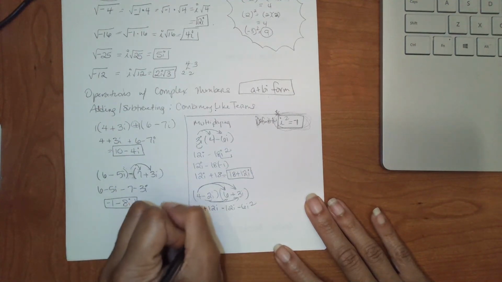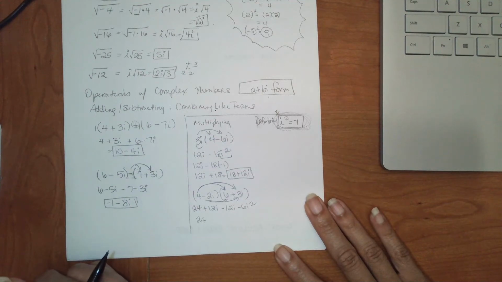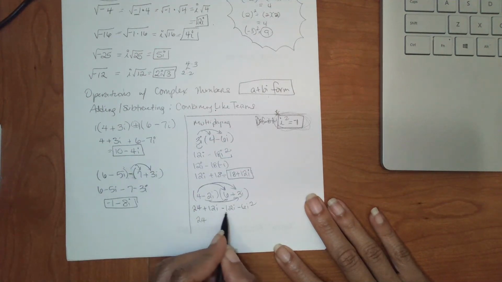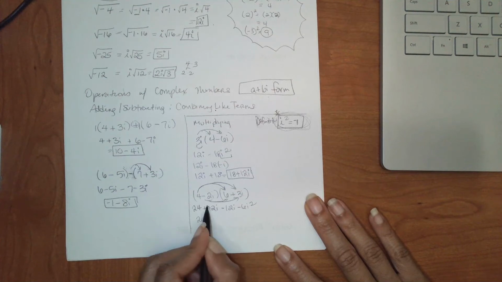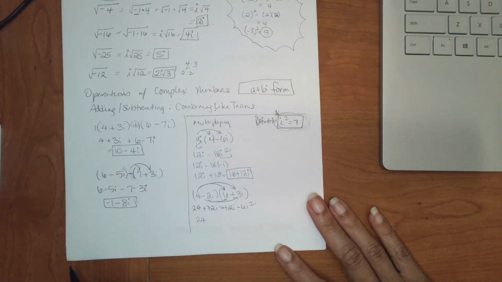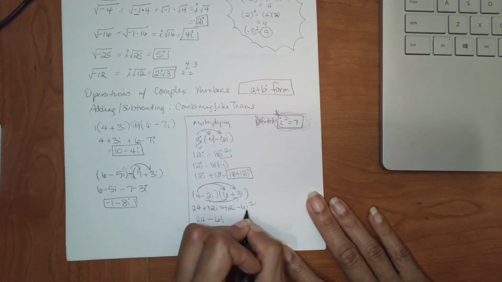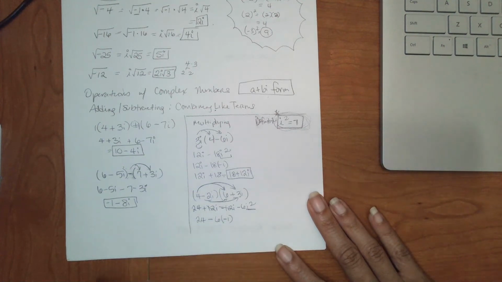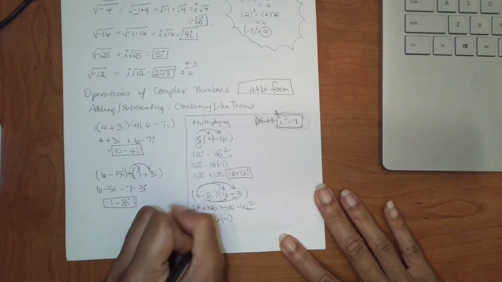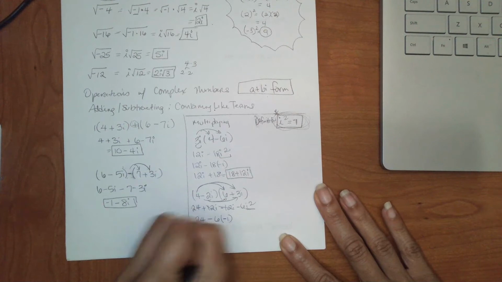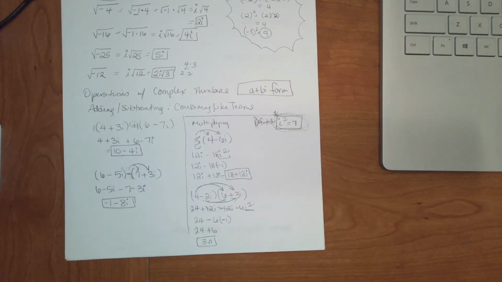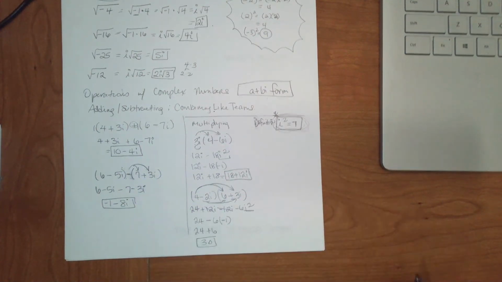So we're looking at 24. The plus 12i minus 12i create a 0, so they cancel each other out. So then we're looking at -6. And remember, what's i squared? It's -1. So now I'm looking at 24 plus 6. So we end up with 30. So I multiplied, and then I just simplified accordingly.